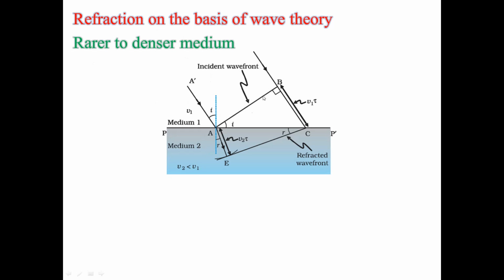Consider a plane wave incident on the surface. AB represents the plane wave, incident wavefront. The part of the wavefront at A gets refracted, while the wavefront at B has to cover a distance BC.